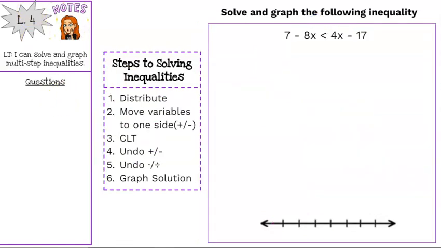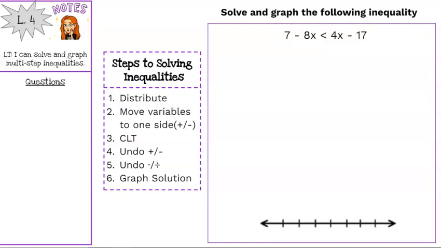All right, last example. Solve and graph the following inequality. We have 7 take away 8x is less than 4x take away 17. Now this one is kind of like a new one because if you see, we have x's on the left side. We have an x over here, and we have an x on the right. So let's see how we tackle this one.